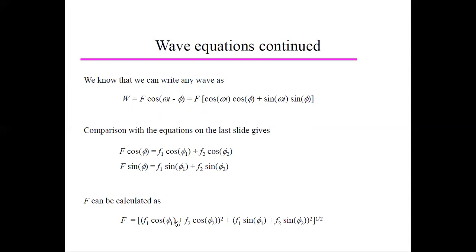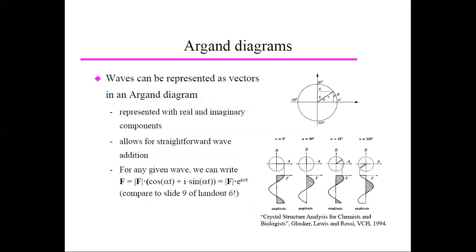After calculating, F is equal to the square root of (F1 cos phi 1 plus F2 cos phi 2) whole squared plus (F1 sin phi 1 plus F2 sin phi 2) whole squared, whole power 1 by 2. After comparing the equations, from this we get an Argand equation. There is a crystal structural analysis from the different real and imaginary components, where F is equal to F cos alpha plus i sin alpha, equal to F e to the power i alpha. Similarly, the Argand equation at alpha equal to 0 degree, alpha equal to 90 degrees, alpha equal to 45 degrees, alpha equal to 25 degrees.